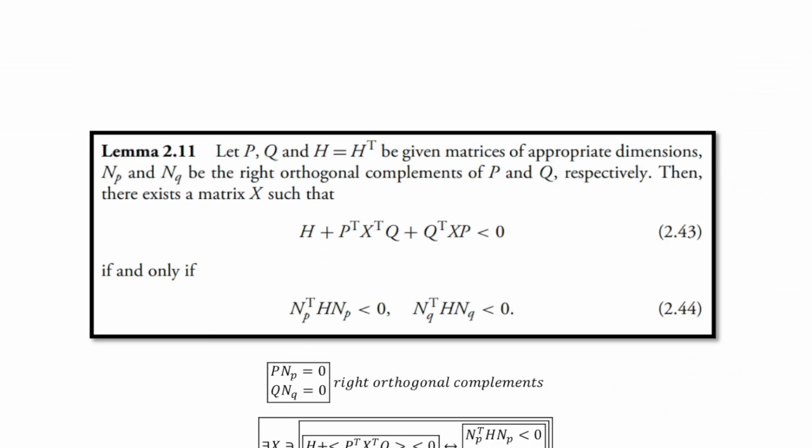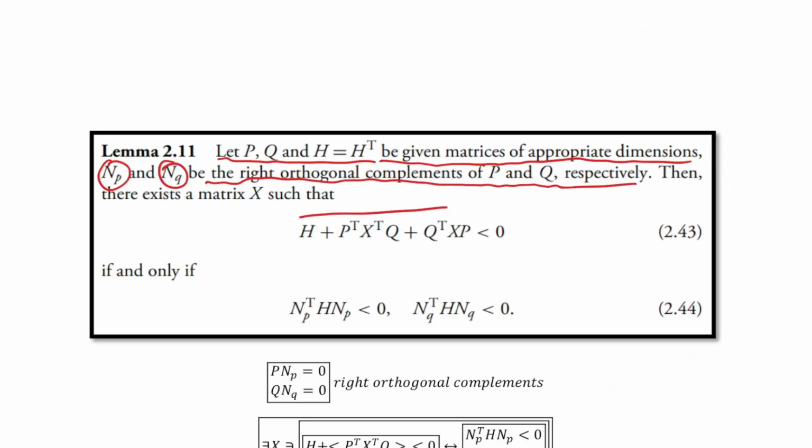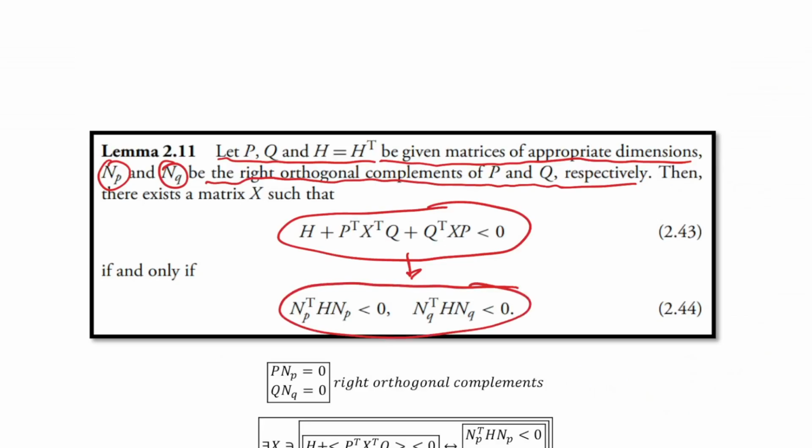So let's state the lemma. Let P, Q, and H be given matrices of appropriate dimensions, with H symmetric, and let NP and NQ be the right orthogonal complements of P and Q respectively. I'm going to talk about what right orthogonal complement means in a second, and let's move on. Then there exists a matrix X such that this inequality implies this inequality, and also this inequality implies this inequality. So there is an if and only if relationship between those.